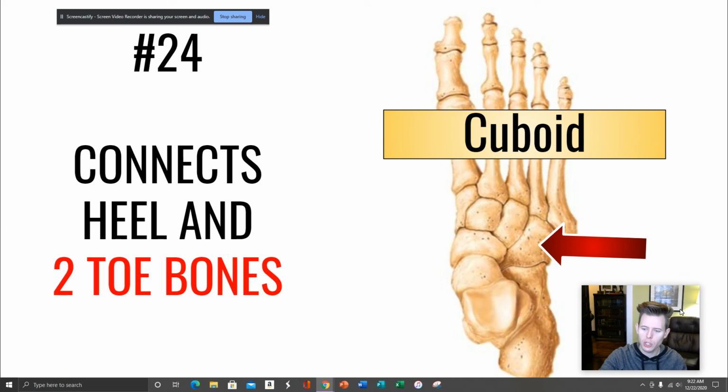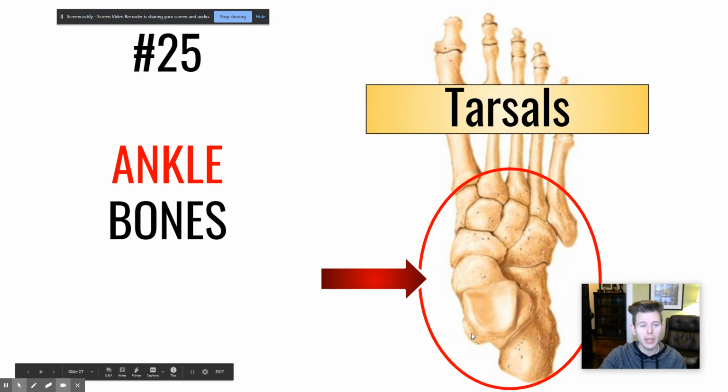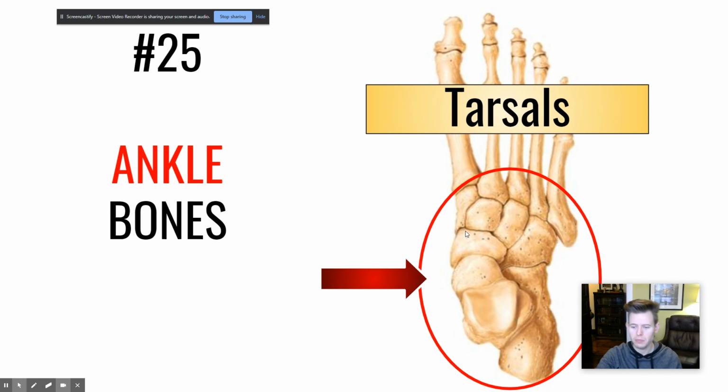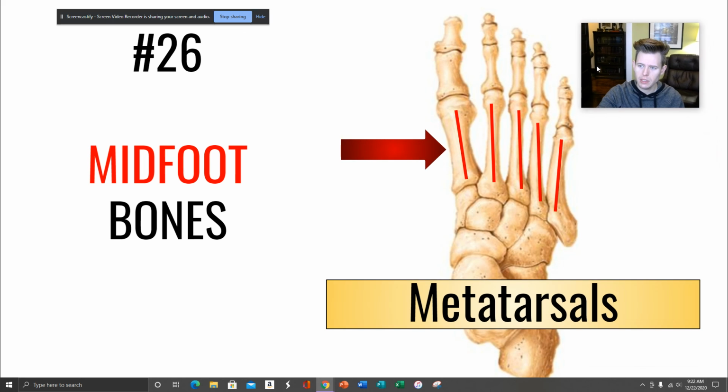Now, the next one is called the cuboid. We've had a cuboid bone before, so it's this large bone here, very similar to the hamate in the wrist bone, so cuboid. All of your ankle bones are called tarsals, just like your wrist bones are called carpals. So there's 7. 1, 2, 3, 4, 5, 6, 7. 7 ankle bones. All right, next, the midfoot bones are called metatarsals. Just like we have metacarpals, you have metatarsals.